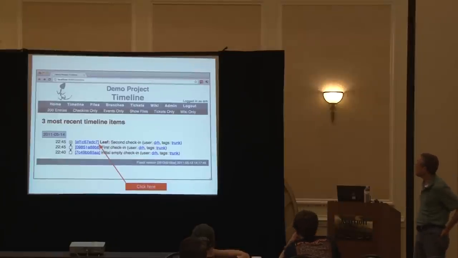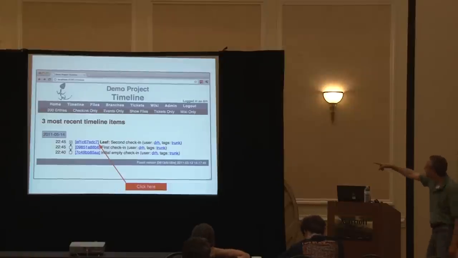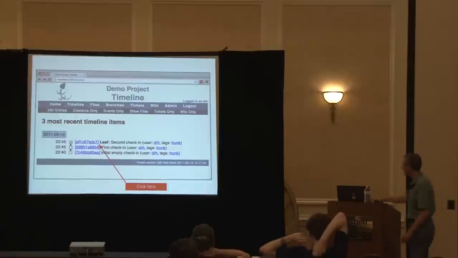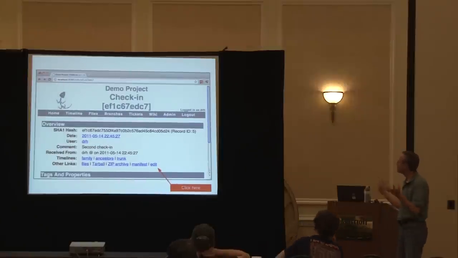Here's just a demo project that I did. It started out with an empty repository. I did two check-ins. And let's suppose that second check-in, EF1C, I really wanted to go into a different branch. But, you know, when I did the commit, I messed up. I didn't mean to go on the trunk. Well, I can bring up Fossil UI, I can just click on that little hyperlink there, and that takes me to a screen that describes the second check-in.